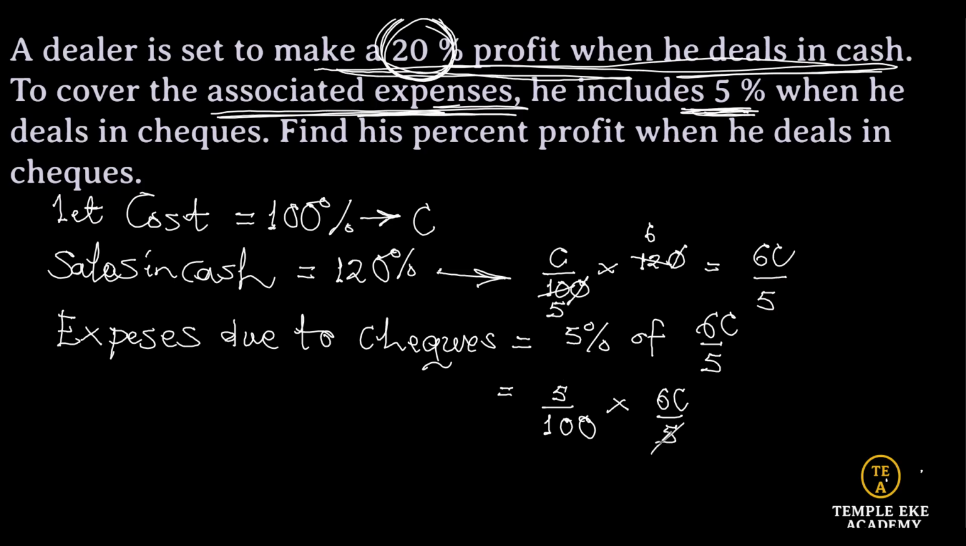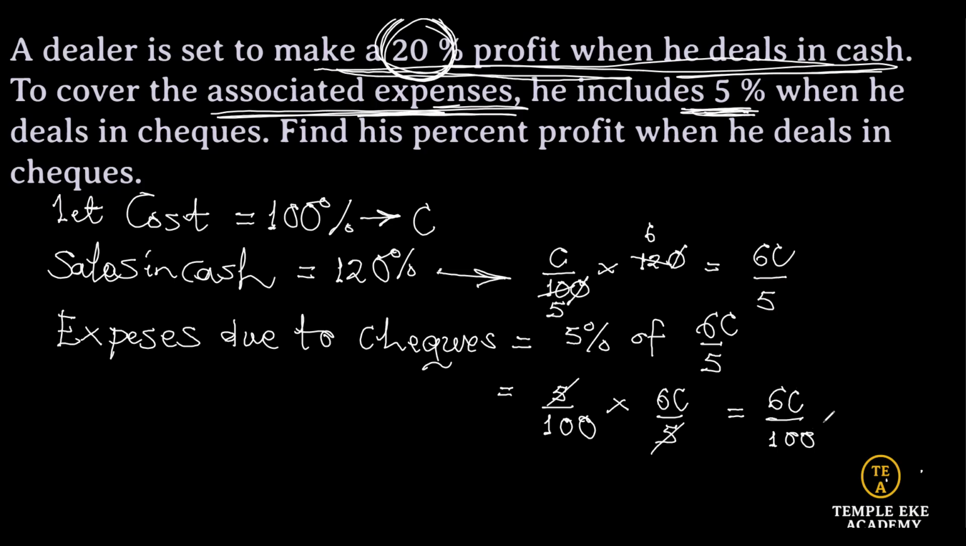And we can simplify this. 5 divides through. And let us preserve the 100 in the denominator for obvious reasons. We're going to need that later. So this is 6C divided by 100. Beautiful. That's the expenses due to checks.